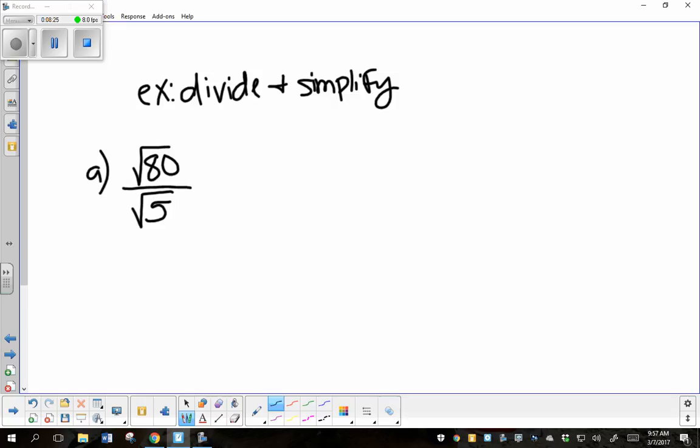Since both of these square roots kind of stink, like square root of 5, we can't even do anything with that. What you can do is just divide 80 by 5. How many times does 5 go into 80? 16. Okay, so this is really the square root of 16, because we did 80 divided by 5, and that gave us 16. The opposite works too. We can take 2 square roots in a fraction and put them into 1. So that's the square root of 16, which is 4. That's it.